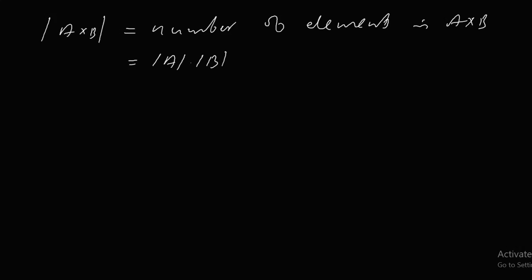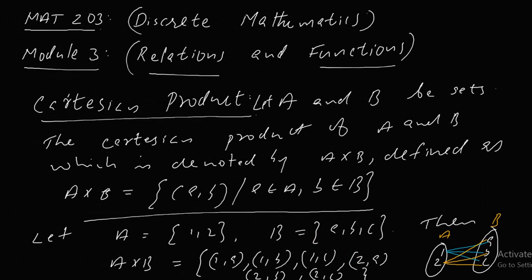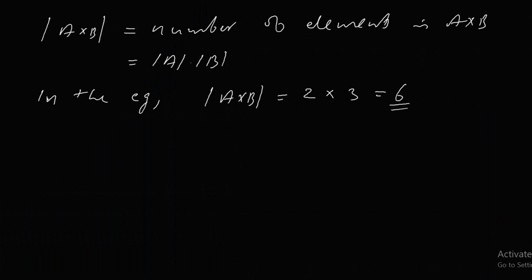So in the previous example, the number of elements in A was 2 and the number of elements in B was 3. So in total there were 6 elements: 1, 2, 3, 4, 5, 6. These are the Cartesian product of two sets.